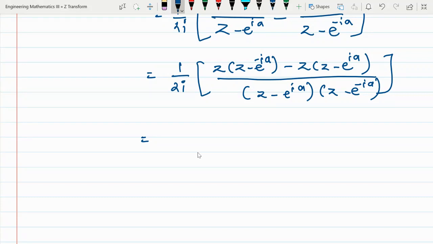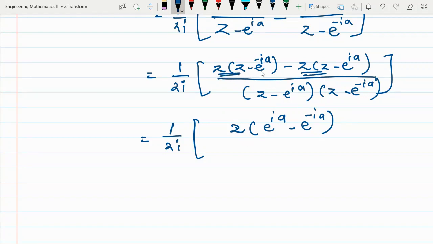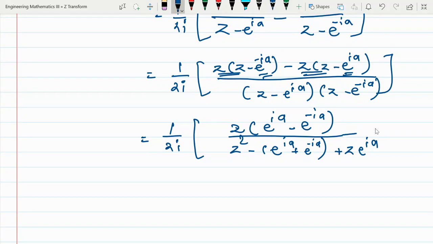Z is common, 1 upon 2I is there, and inside the bracket I'll get e raised to IA minus e raised to minus IA. So this is of course Z. The minus Z square and plus Z square get cancelled, and from these two I'll take Z common, divided by. If we expand this sum, what I get is Z square minus e raised to IA plus e raised to minus IA, plus Z into e raised to IA, like this.